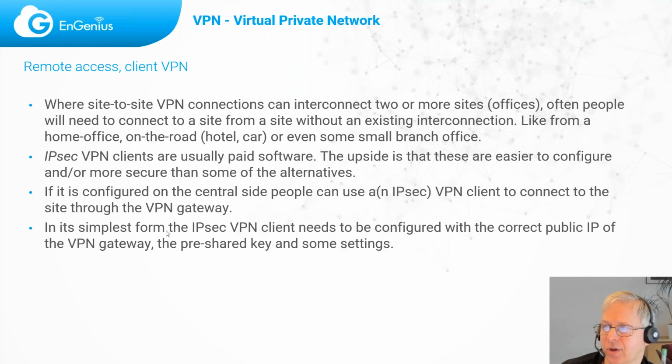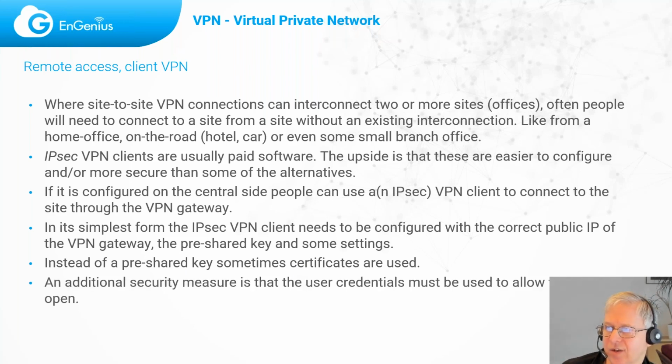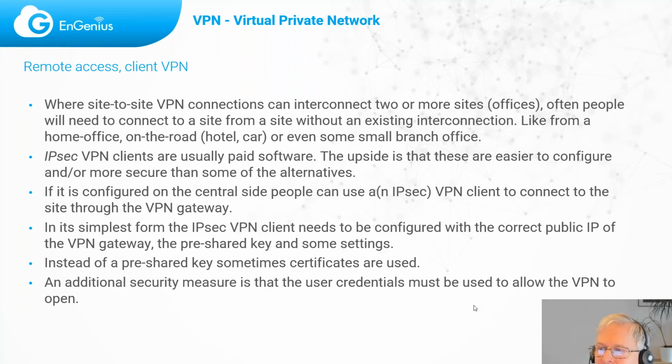And in simplest forms, you just need to configure the correct public IP or host name of the VPN gateway, a pre-shared key, and hopefully the other stuff will be default. Sometimes you need to install certificates again here to set up the connection. One additional thing that you might want is that the user also needs to type in some user credentials, a username and a password, to allow the VPN to connect.